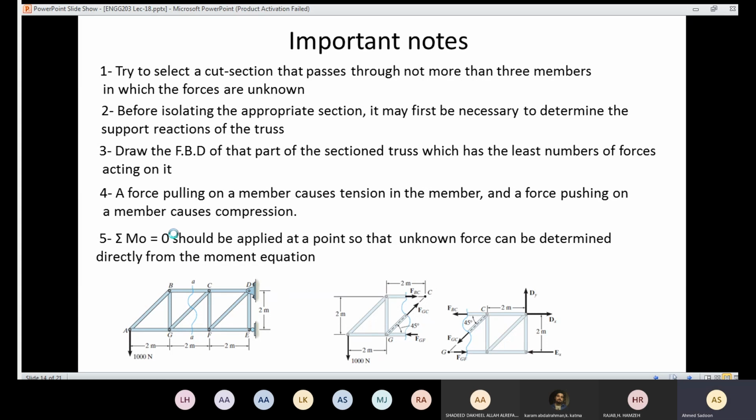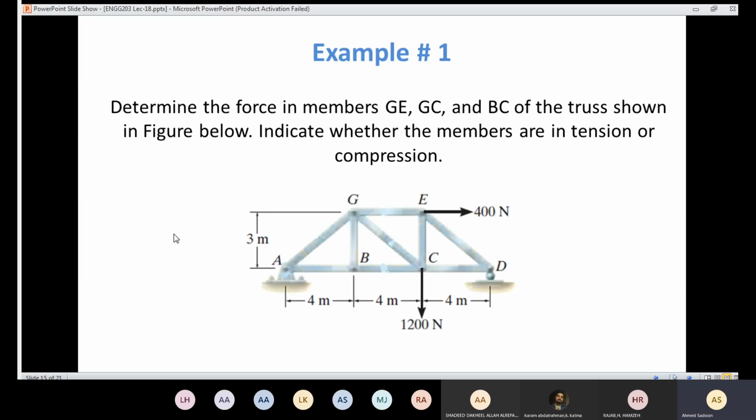So now let's solve an example so that we can connect all the discussed concepts. Here it's required to determine the forces in the members GE, this one, and GC, this one here, and BC, this one here. We need to determine the forces in 3 members: 1, 2, and 3.